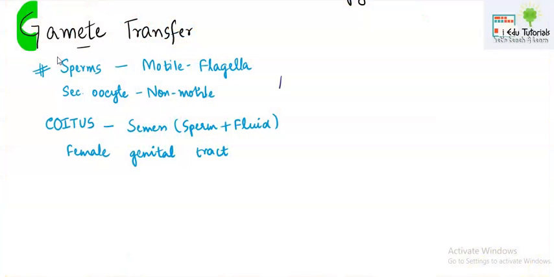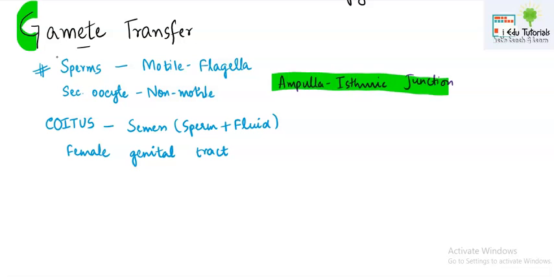And that right place is the ampulla isthmic junction. Now why does it have to reach there? Because the ampulla isthmic junction is the site of fertilization in the human female. So not all coitus leads to fertilization, because if the sperms do not reach here, that means fertilization will not happen.